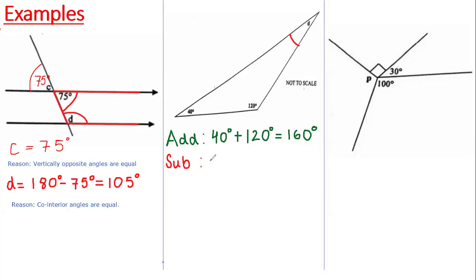All right, so we're going to subtract, right? So we have 180 degrees minus 160, which gives us 20 degrees. Cool. So that means that D is equal to 20 degrees. And that's our answer.